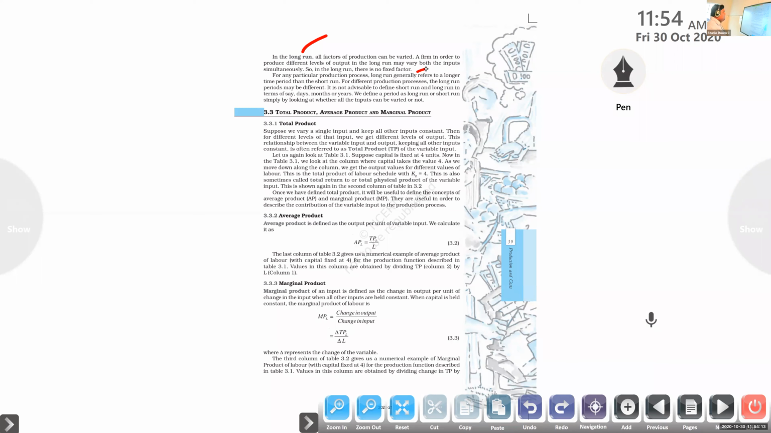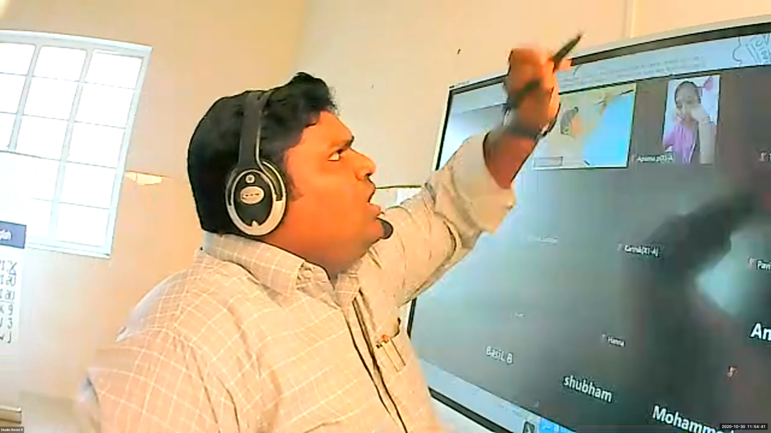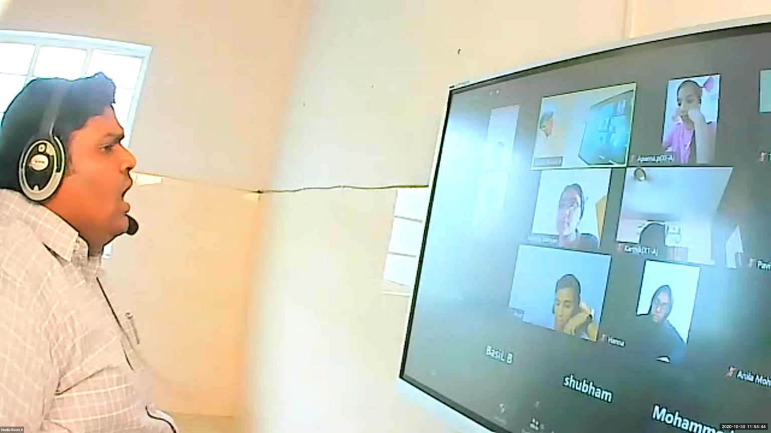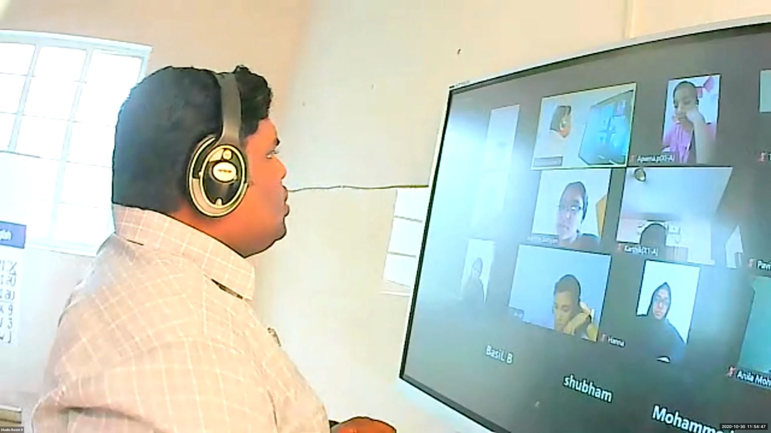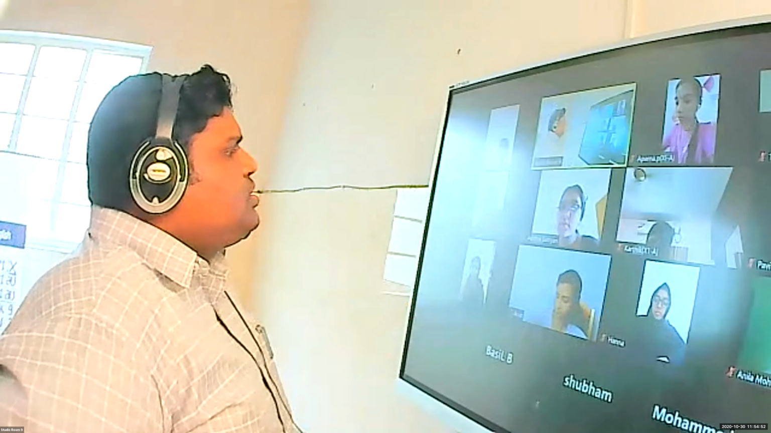For any particular production process, the long run generally refers to a longer time period than the short run. For different production processes, the long run periods may be different. It is not advisable to define short run and long run in terms of, say, days, months, or years. We are unable to use that here. We define periods as long run or short run simply by looking at whether all the inputs can be varied or not. So in economics related to production, how can we find out whether a production is a long run production or a short run production? Simply by observing the inputs utilized.